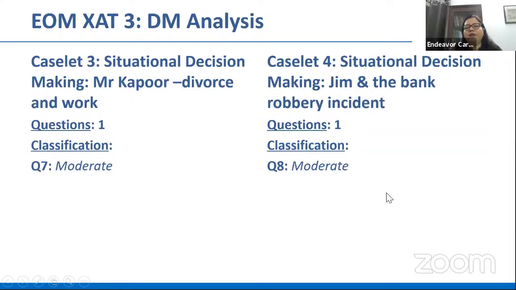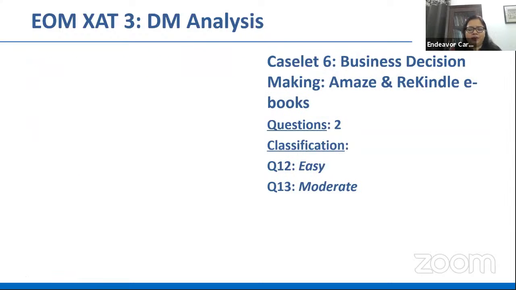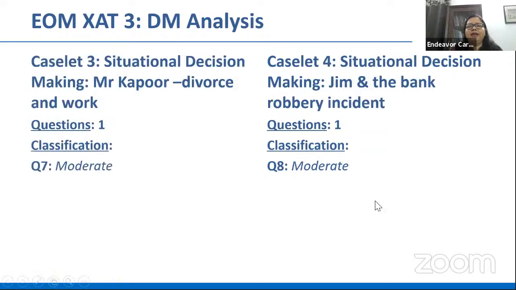Caselet 4, the situational decision making, which involved Jim and the bank robbery incident, is not very straightforward because you had to think a little before you mark the correct answer. There was that one option that would confuse you slightly, but overall, you relate to it, you understand whatever is happening. Okay, and you can see that the bank, by firing Jim, had taken a very strong action. So the moment you figure out that the bank shouldn't have taken this option, you are able to figure out the sequence of options that you should mark.